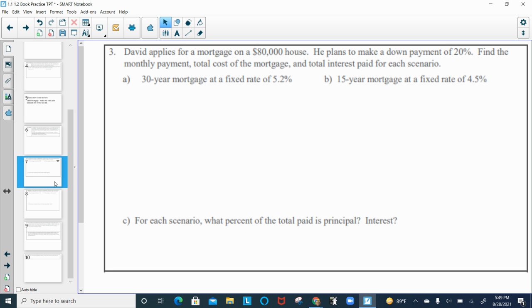David is applying for a mortgage on an $80,000 house. When he goes to look at it, the house is $80,000, and he plans to make a down payment of 20%. So he's not going to mortgage the whole $80,000. Typically, those kinds of mortgages are very hard to get. You have to put down a down payment when you buy a house in most scenarios in order to get a reasonable rate. So if you think about this, I'm going to pull up a calculator here.